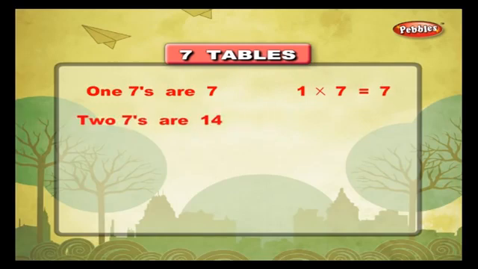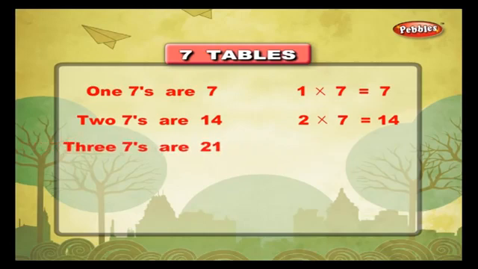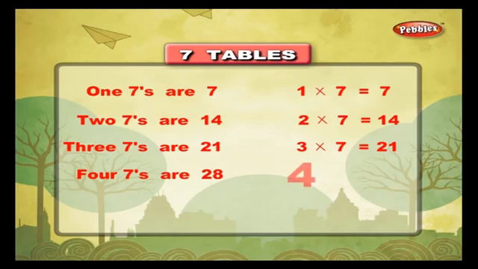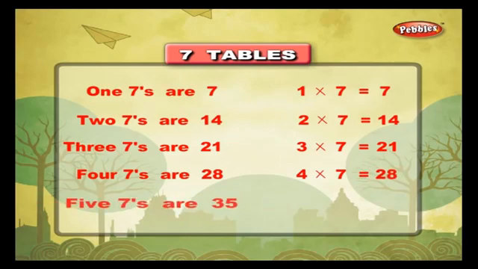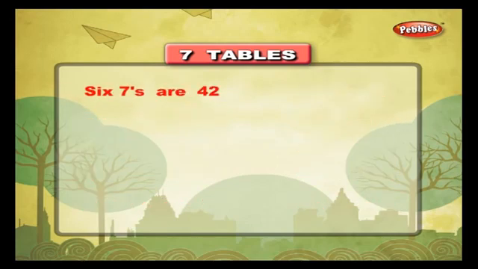2 sevens are 14. 2 into 7 is equal to 14. 3 sevens are 21. 3 into 7 is equal to 21. 4 sevens are 28. 4 into 7 is equal to 28. 5 sevens are 35. 5 into 7 is equal to 35. 6 sevens are 42. 6 into 7 is equal to 42.